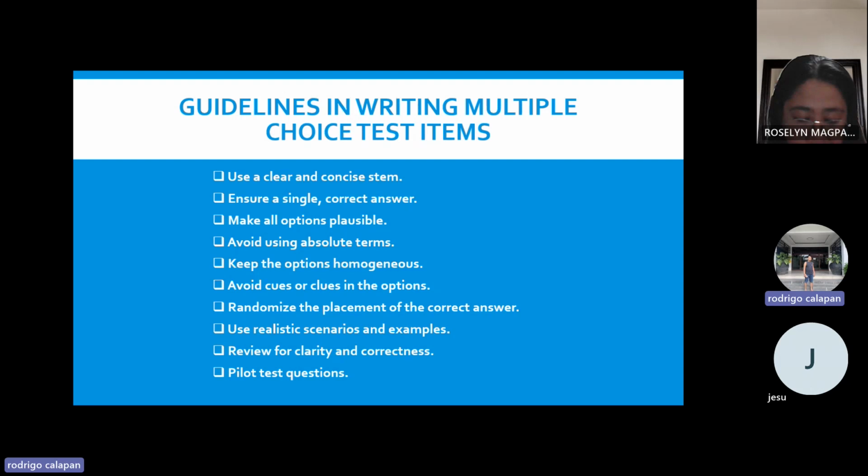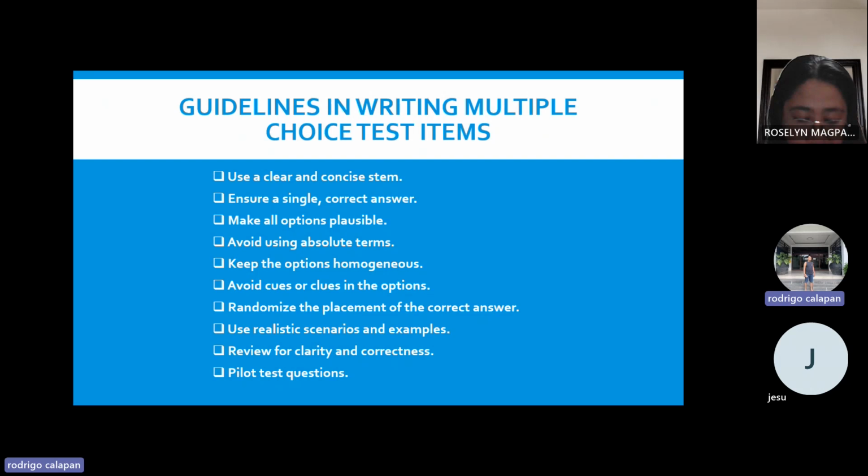Number 7, we have to randomize the placement of the correct answer. Avoid consistently placing the correct answer in a particular position, always in the first option or always in the longest option. Randomizing the order of the options helps minimize the impact of guessing and encourages students to engage with the content. Huwag niyo ring ilagay sa C. Palaging C. Kasi alam na ng bata yung power of C.